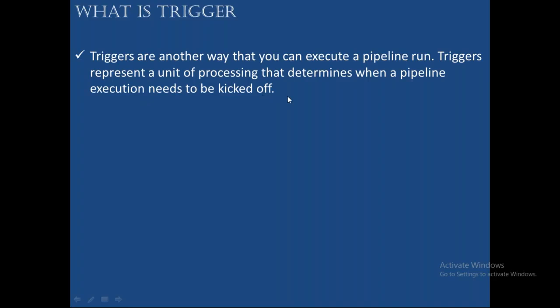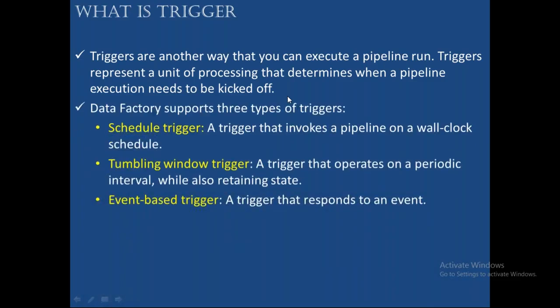As per the event trigger, our pipeline will run whenever some file is uploaded into the blob storage. Whenever some file is deleted from the blob storage or Data Lake Storage Gen 2, my pipeline will execute. Meaning on uploading some file, my pipeline will respond, and on deletion of a particular file, my pipeline will run. So these are the two cases. Next, Data Factory supports three types of triggers: schedule trigger, tumbling window trigger, and event-based trigger.